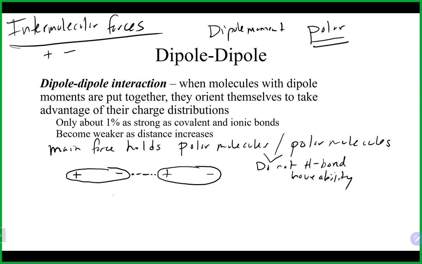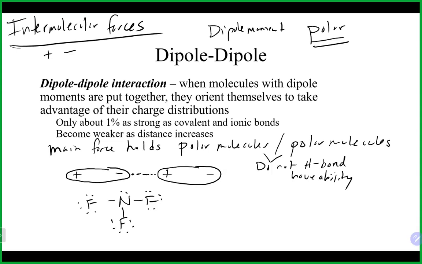So for example, if you took something like NF3 here, this is a polar molecule, right? It's one of those unsymmetrical geometries. It clearly does not have a hydrogen, which means it cannot hydrogen bond with itself. So this would probably use something like dipole-dipole interaction as its main source.